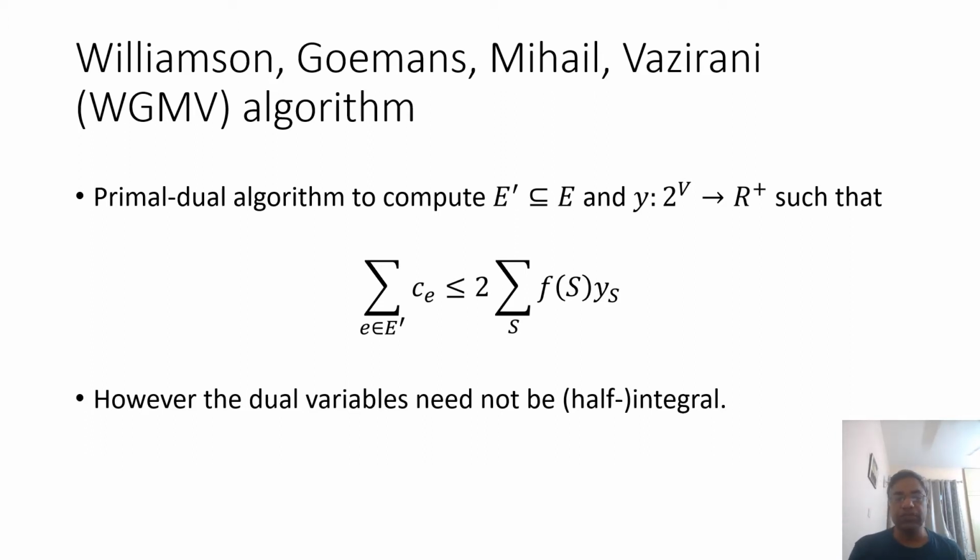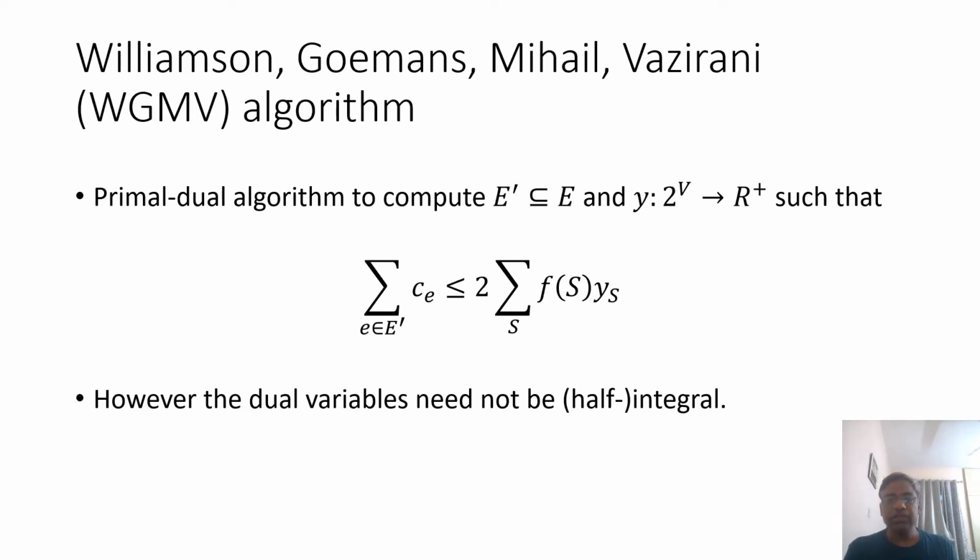So this formulation was used by Williamson, Goemans, Mihail, and Vazirani to show a primal dual algorithm for this problem, and they showed that you can compute a set of edges E prime of total cost at most 2 times the value of the dual solution. So they actually also built a dual solution, Y, and the cost of the edges is less than 2 times the value of the dual solution. So this implies a 2 approximation for the 2-edge connectivity augmentation problem.